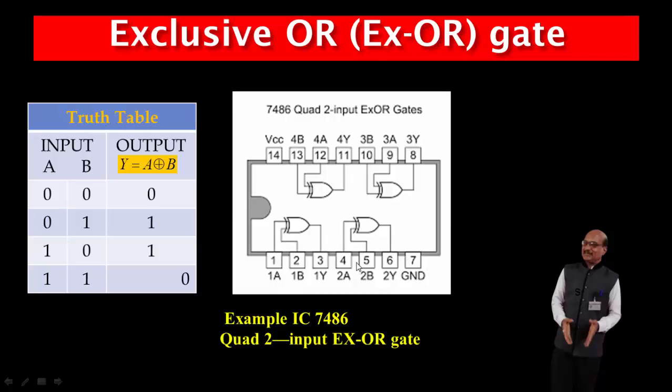Now the example of this exclusive OR gate is IC 7486. So this is also called a quad 2 input exclusive OR gate. So this is also available in the market. So you have to purchase an IC 7486. 4 exclusive OR gates are available in this single IC. So then the IC number is IC 7486.